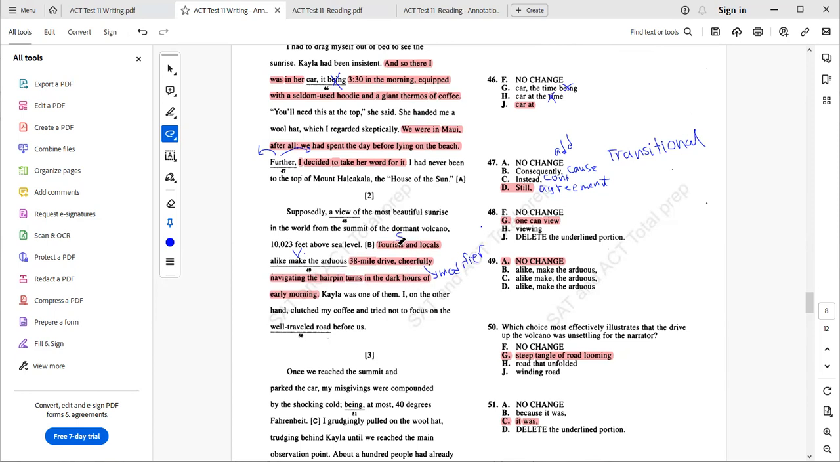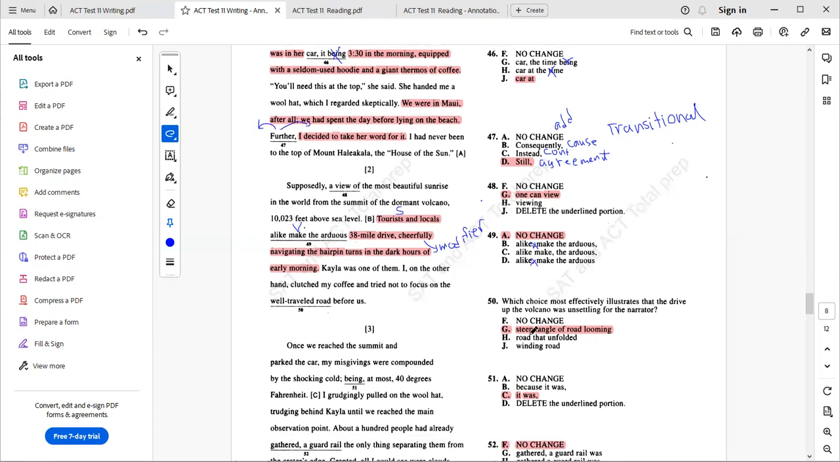Cheerfully navigating should refer to the tourists and locals. The problem now is that between the subject and verb, we mustn't put anything. So the comma is wrong. Okay, the comma after make is the problem. Make what? Make the artist 38 mile. So it's important, so you can't put a comma. If you put a comma before make, it's completely wrong from the beginning because we can't separate the subject and the verb. 50, also wrong.